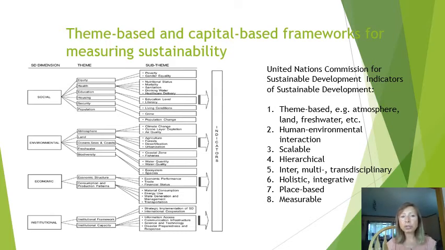For example, social dimension includes themes of equity, health, education, housing, security, population. The environmental dimension includes such themes as atmosphere, land, ocean, seas and coasts, freshwater resources and biodiversity. And then economic dimension includes economic structures, consumption and production patterns. And finally, institutional dimension includes institutional themes such as policies and frameworks and institutional capacity.